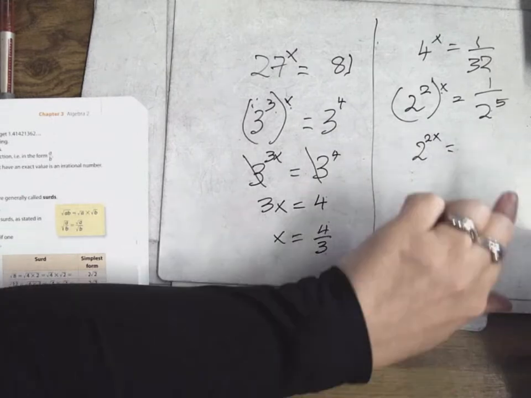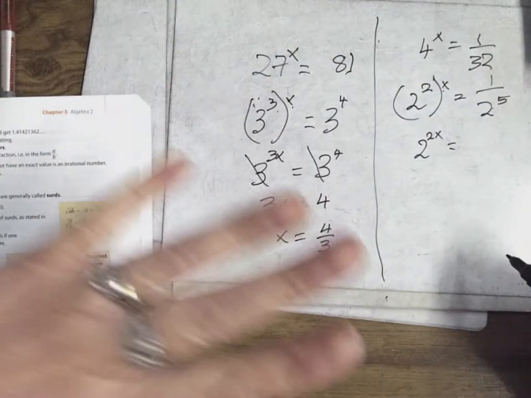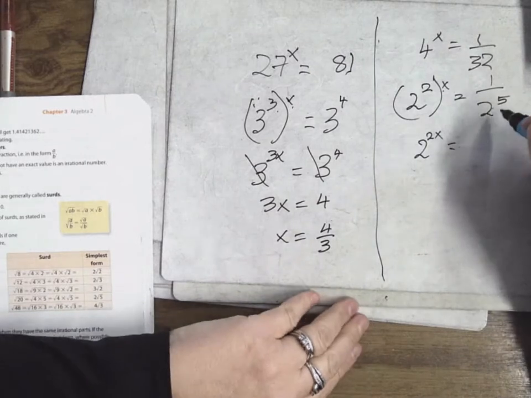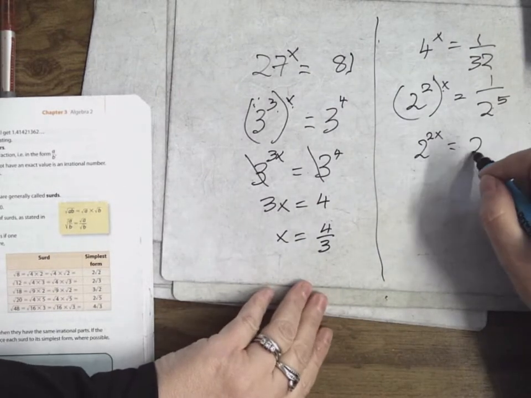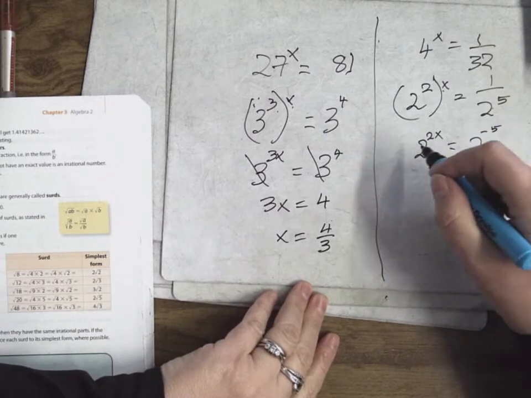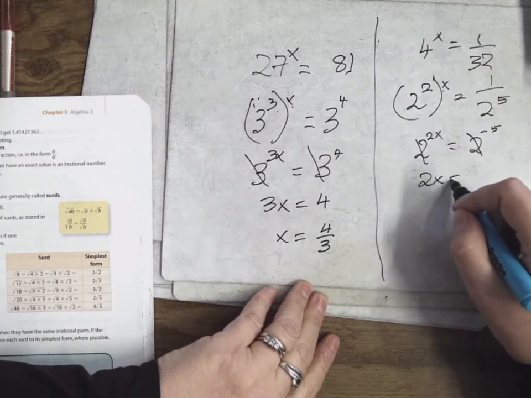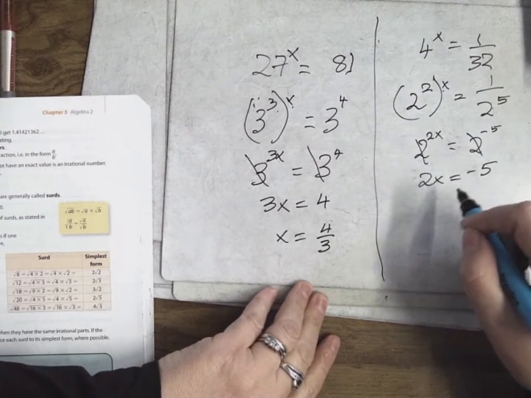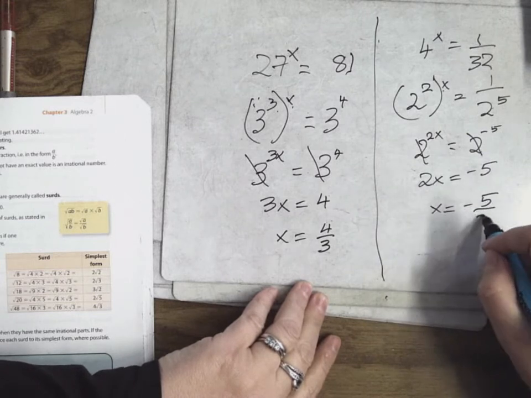Now, over here I have a problem, because this is upstairs, this is downstairs. They have to be at the same level, so I need to bring this upstairs. So bring it upstairs and it becomes what? 2 to the power of minus 5. So then you put 2 to the power of something equals 2 to the power of something, knock it off, and you get 2x is equal to minus 5. And then you divide by 2 and you get x is equal to minus 5 over 2.